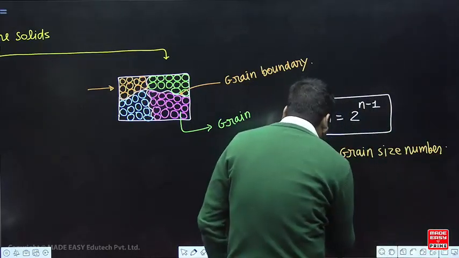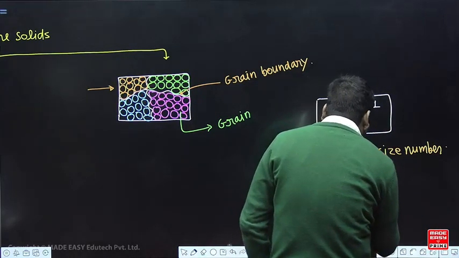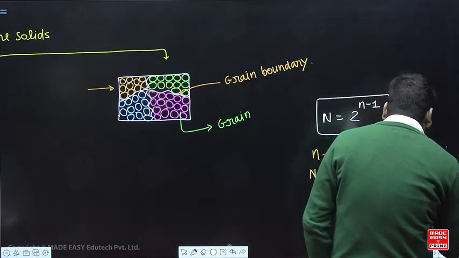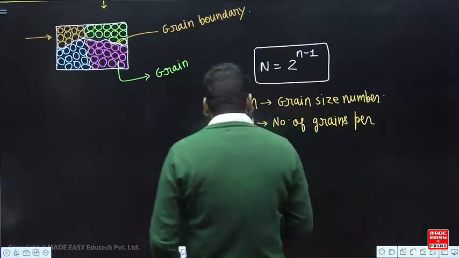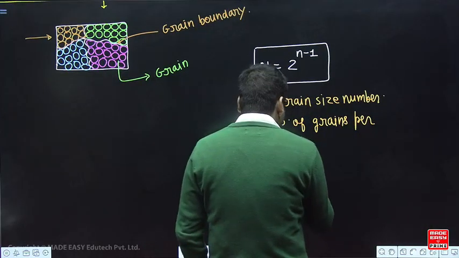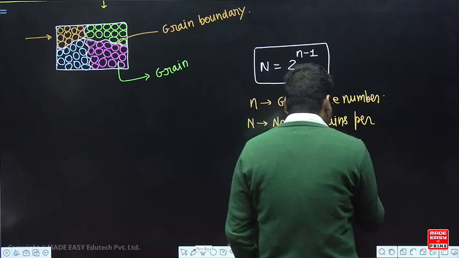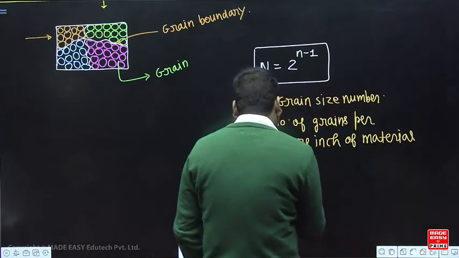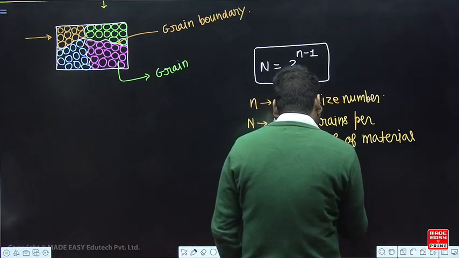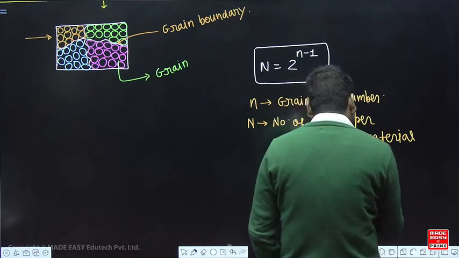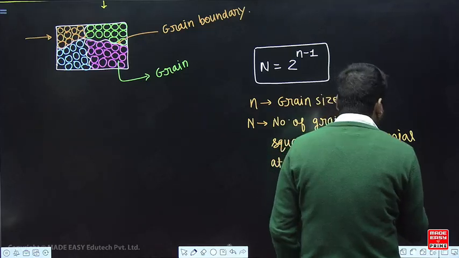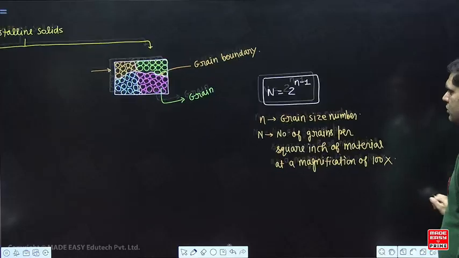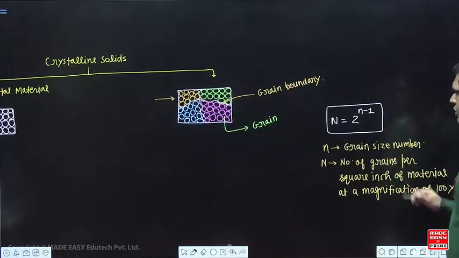Then capital N is the number of grains per square inch of material at a magnification of 100 times. Please note this down.